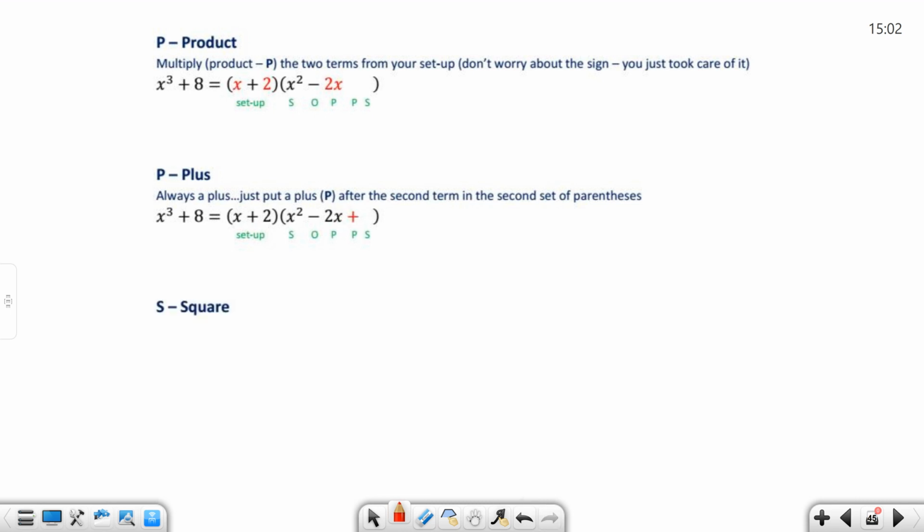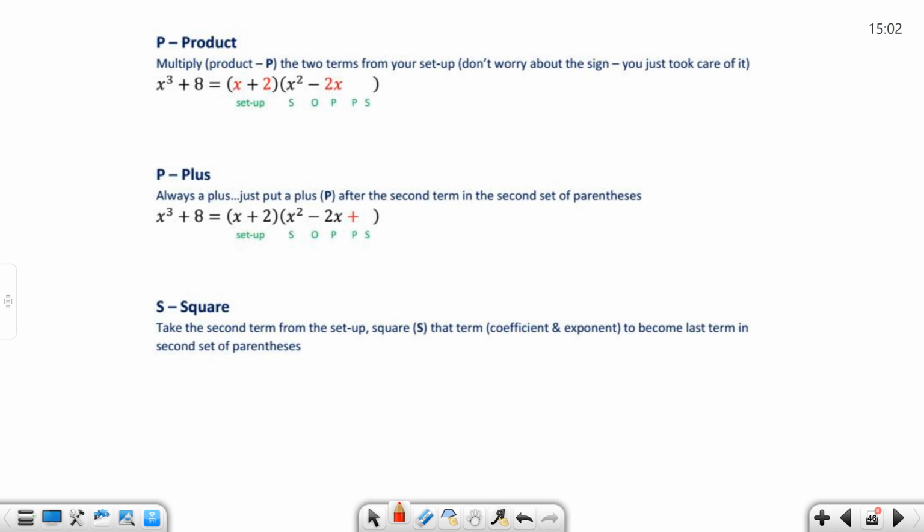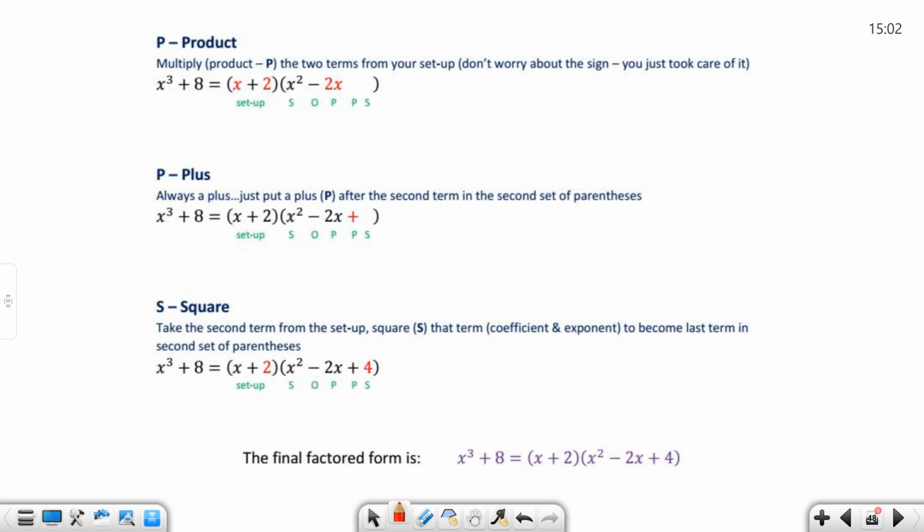And then finally, we square again. We're going to square the last term in the setup. And the last term is 2. And what is 2 squared? It's 4, okay? So then x plus 2 times x squared minus 2x plus 4 is our factored form of x cubed plus 8. And if you wanted to, you could take the x and distribute it to all 3 and this to all 3. What's going to happen is everything's going to cancel out but the first and the last term, okay? So the final factored form of x cubed plus 8 is x plus 2 times x squared minus 2x plus 4.